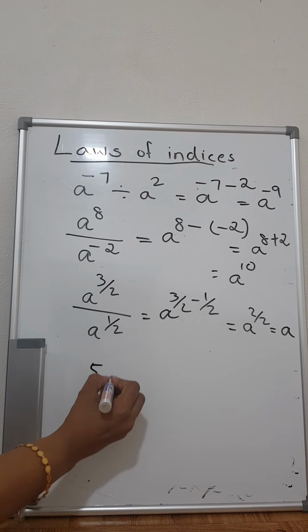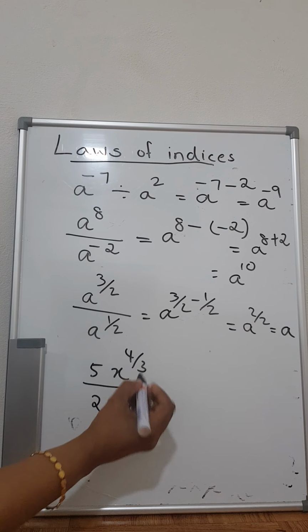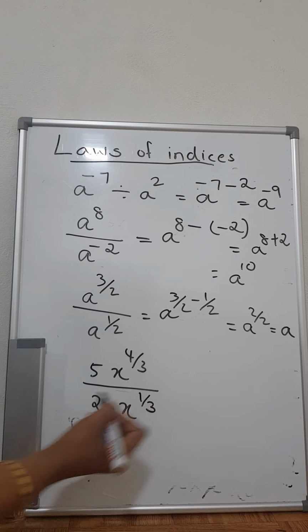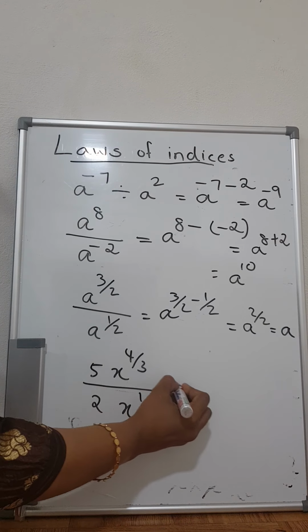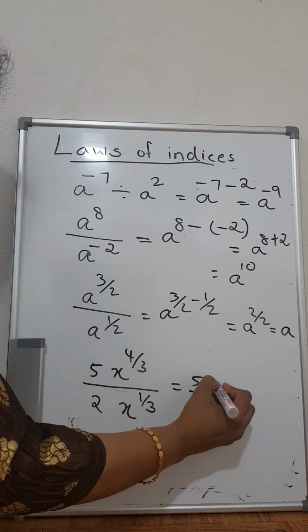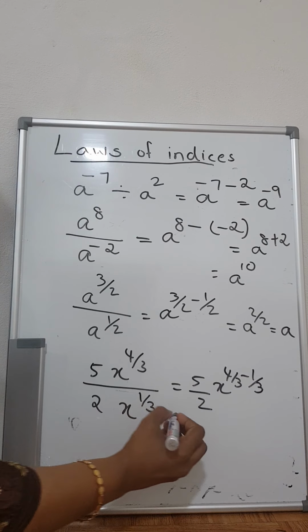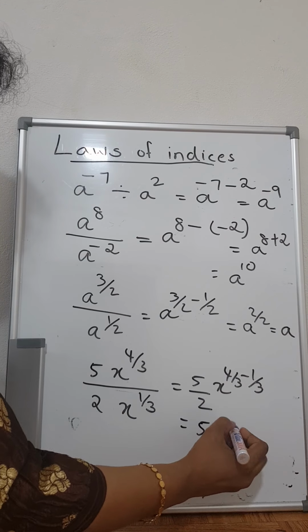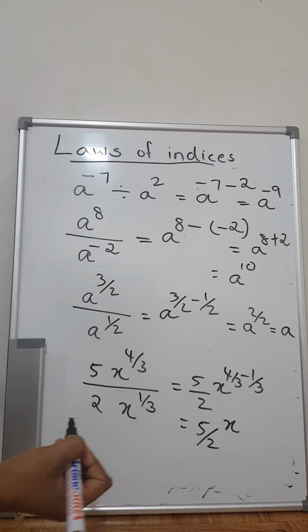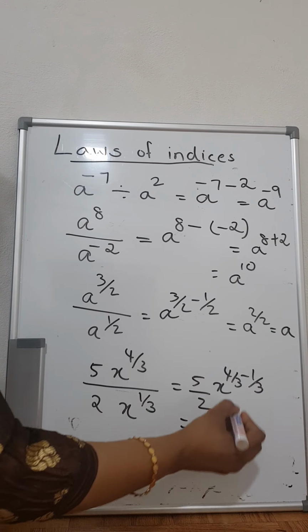See, 5x to the power 4/3 divided by 2x to the power 1/3. So what can we do? We can write it as 5/2 x to the power 4/3 - 1/3. That is 5/2 x to the power 3/3. That is just 5/2 x.